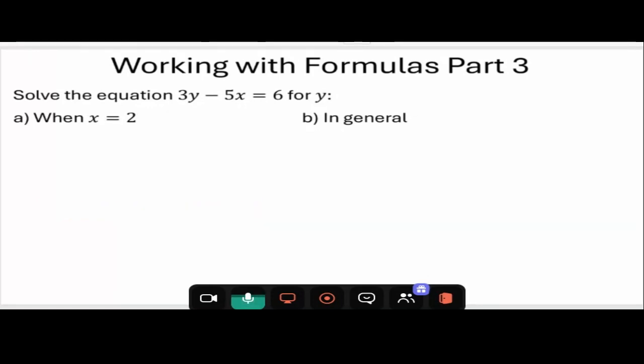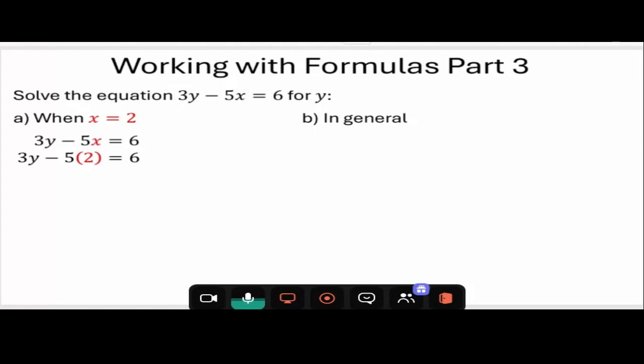Okay, so let's take a look at these. In the first one, we have the equation 3y minus 5x equals 6. We've been told to solve for y, in this case, given a value of x. So we've been told x is 2. So we replace the x with 2, like so.